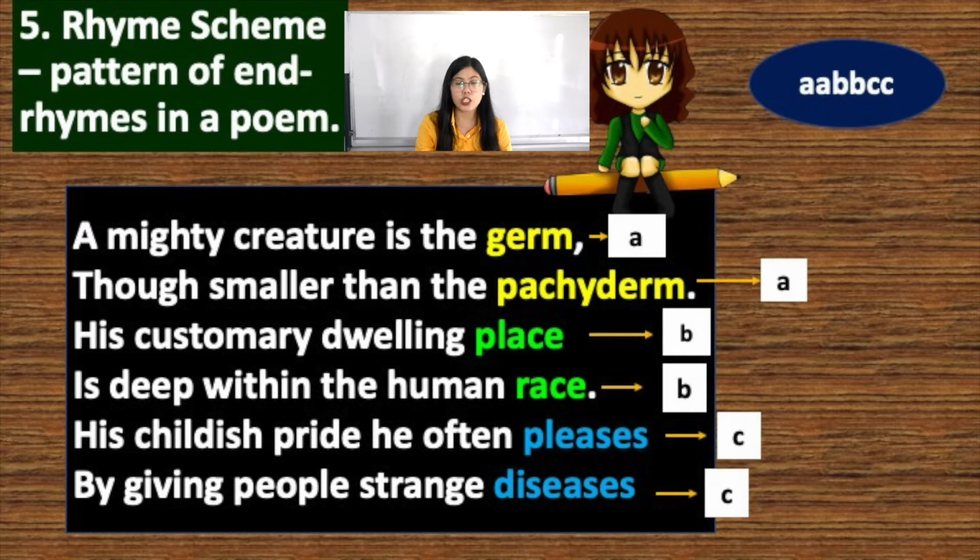In the next lines, we have place and race. Since they are the same in sound, but not the same sound as germ and pachyderm, their rhyme scheme would be B.